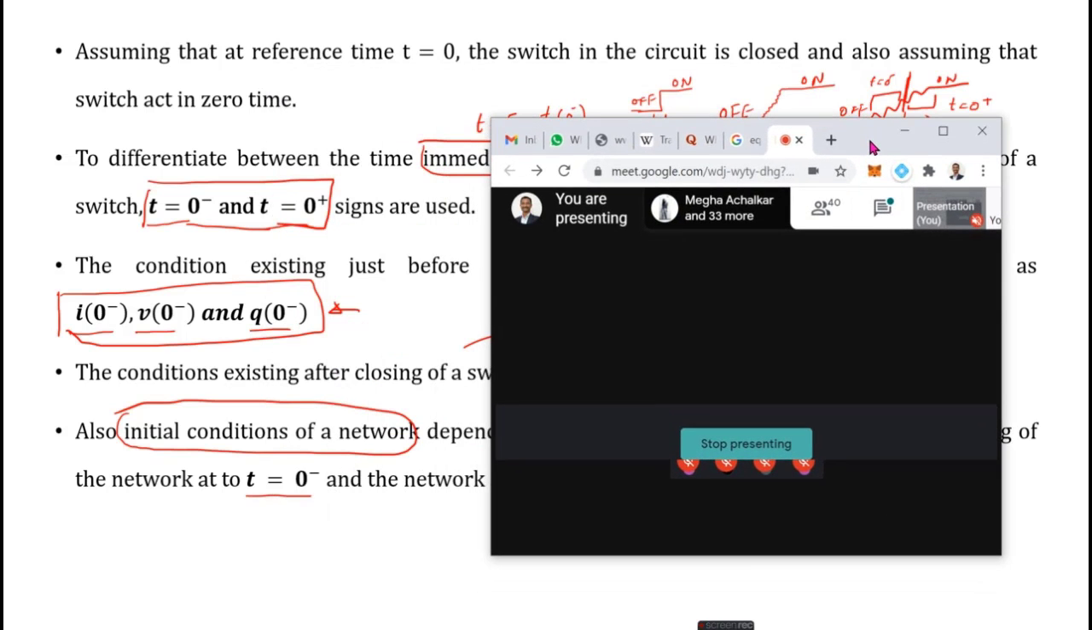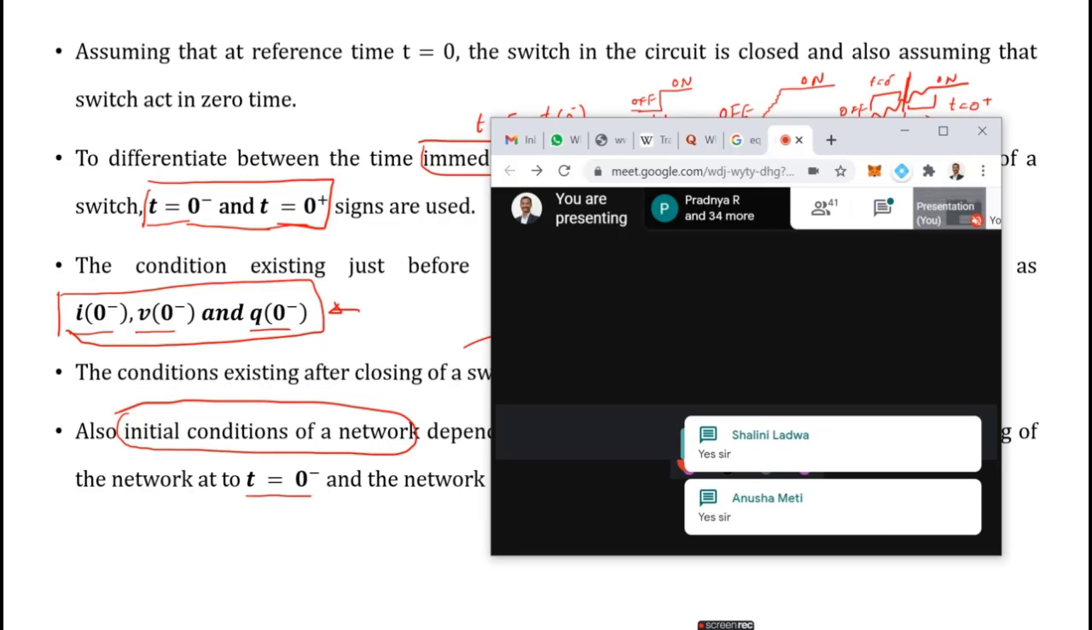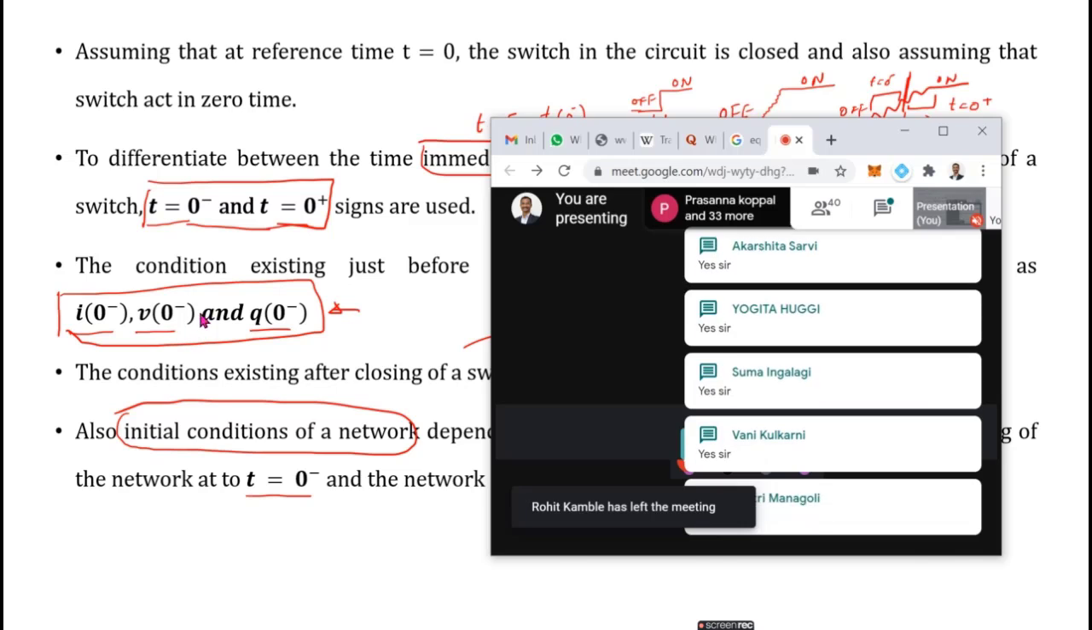t is equals to 0 minus, t is equals to 0 plus. What is the difference between I0 plus, I0 minus, V0 plus, V0 minus, Q0 plus, Q0 minus? Good.